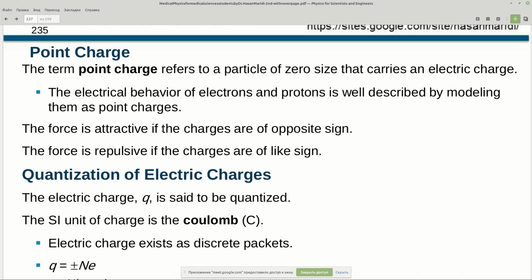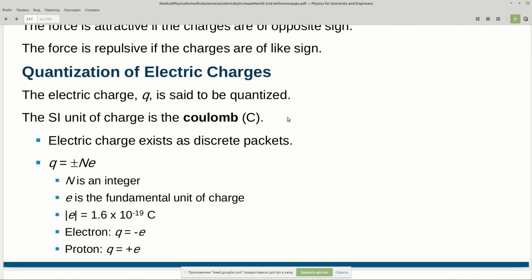In the SI unit, the unit of charge is a coulomb, and it means the electric charge exists as discrete units. The elemental fundamental unit is the charge of the electron, which is minus 1.6 multiplied by 10 to the power of minus 19 coulomb. Yes, this is the elementary fundamental unit of charge.